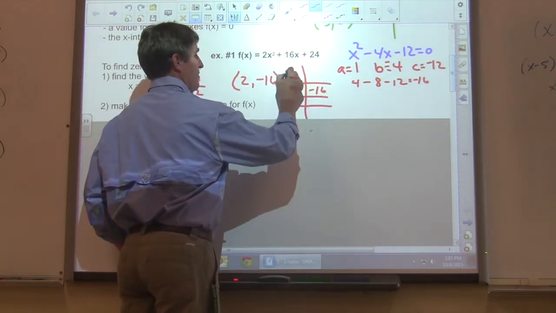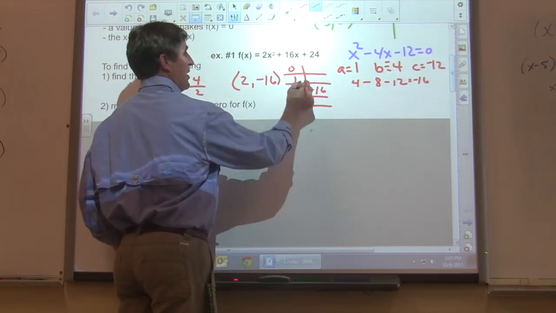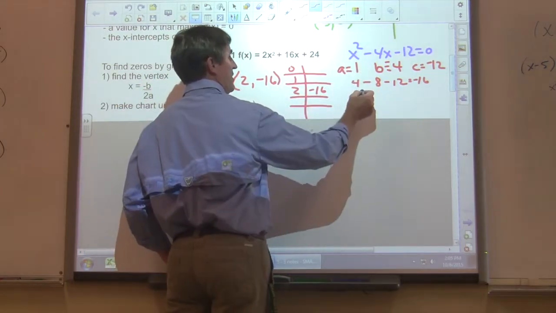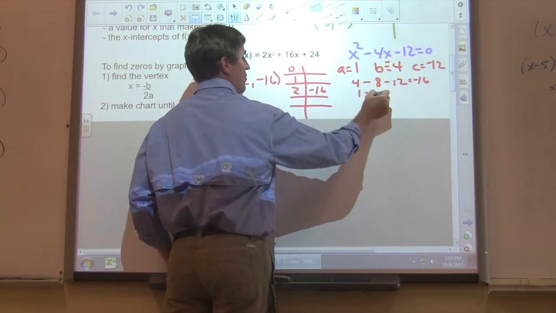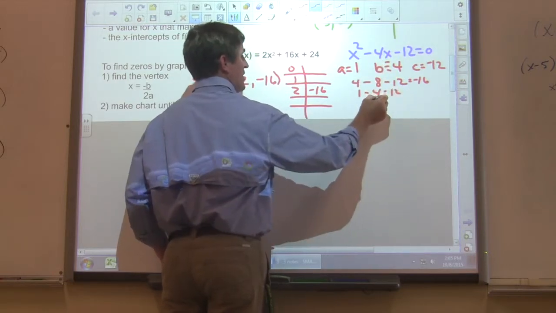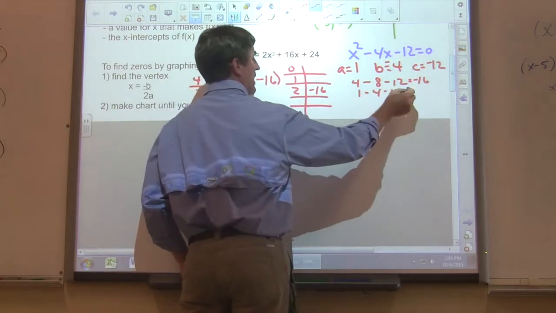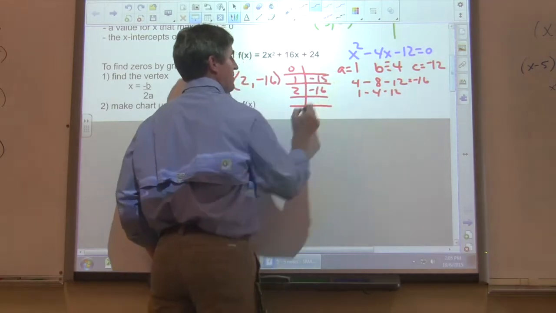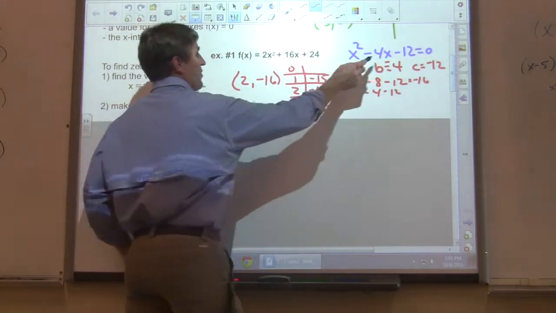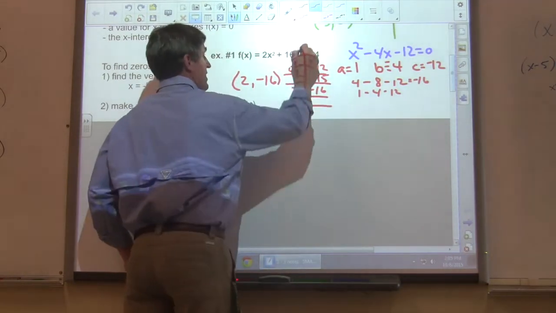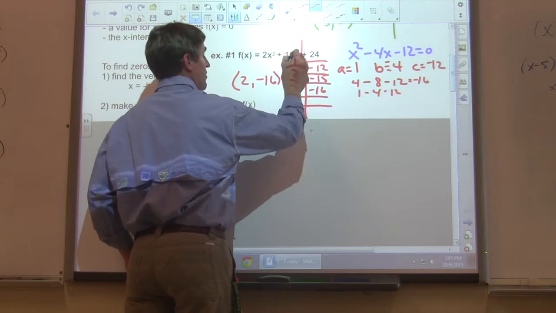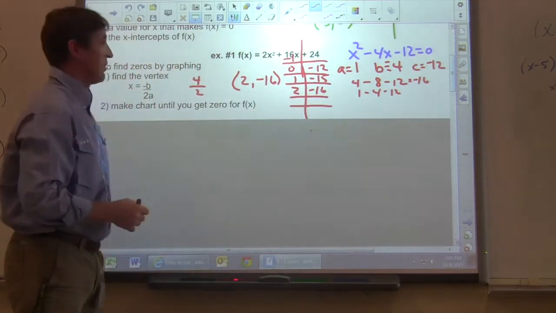I'm going to go down first. When I put in 1, 1 squared is 1. 4 times 1 is 4, so minus 4. So 1 minus 4 is negative 3, minus 12 is a negative 15. When we put in 0, we know what we get. We get negative 12. And so we just have to continue going up or down until we find a 0.